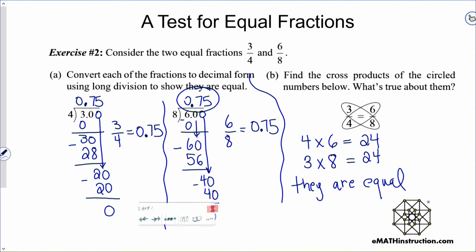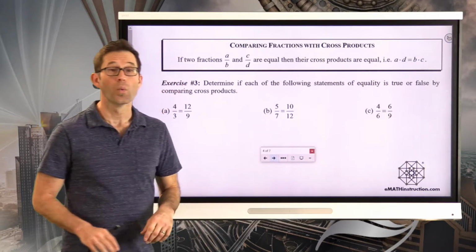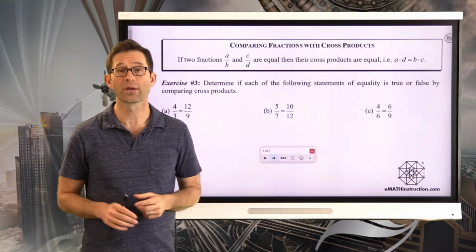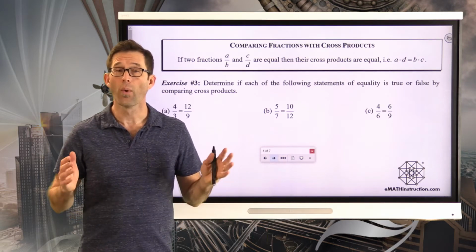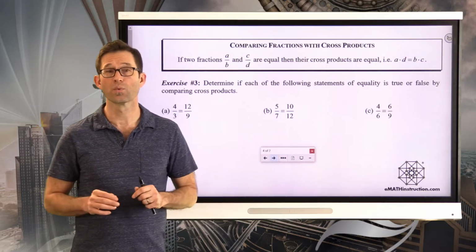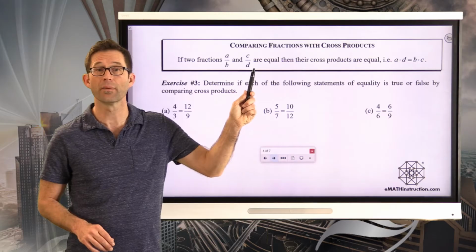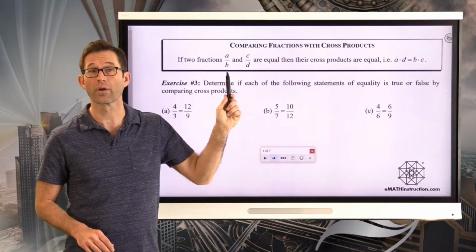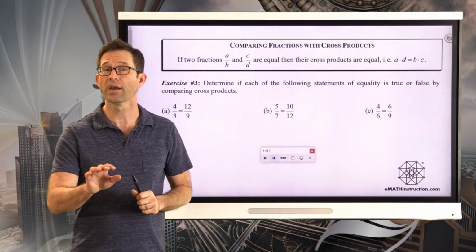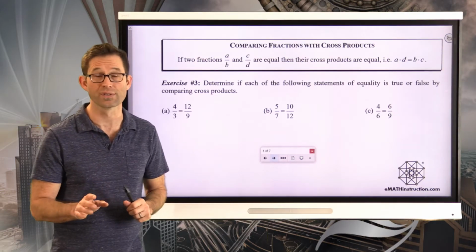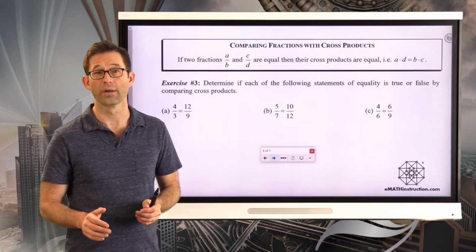And that brings us to a very fundamental idea about fractions, which is that when two fractions are equal, their cross products will be equal. All right? In other words, if you take the numerator of one fraction and multiply it by the denominator of the other fraction, it will equal the denominator of this fraction times the numerator of that fraction. It's a fantastic thing about equal fractions. And likewise, if their cross products are not equal, then the fractions themselves are not equal.